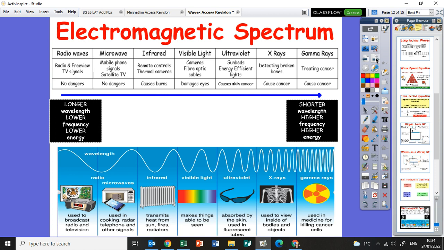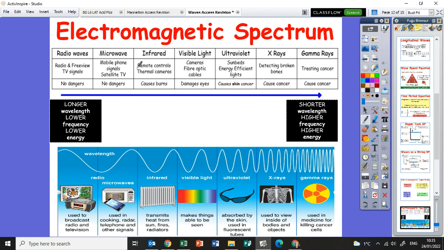You need to be aware that they are long and low at this end. So long wavelength, low frequency, low energy, so not very harmful to humans. And then this end, the shorter wavelength, high frequency, high energy. Do remember that the high energy waves do not travel any faster. They just carry more energy as they travel. They all travel at the speed of light.